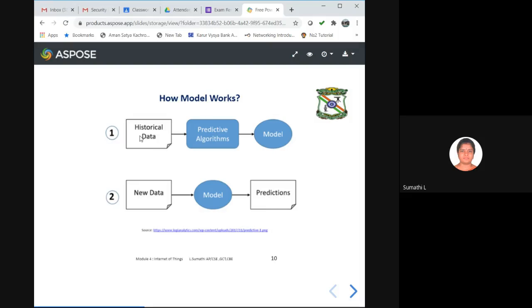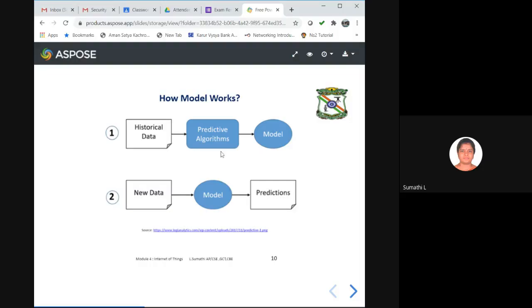Or in other words, my historical data may be a set of temperature data. I design a model. That model tells me if the temperature is so and so, I have to adjust my AC in this way, right? If new data comes, it will automatically set the temperature. That is the prediction.